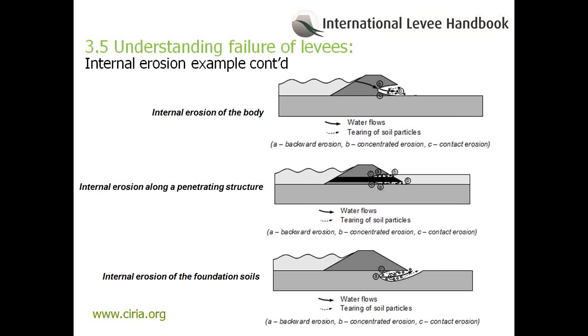Presented in these three typical sketches pertaining to internal erosion affecting the levee, including the internal erosion of the body along a penetrating structure or of the foundation soils. This example can be found in section 3.5.2, main processes of deterioration, damage, and breach.